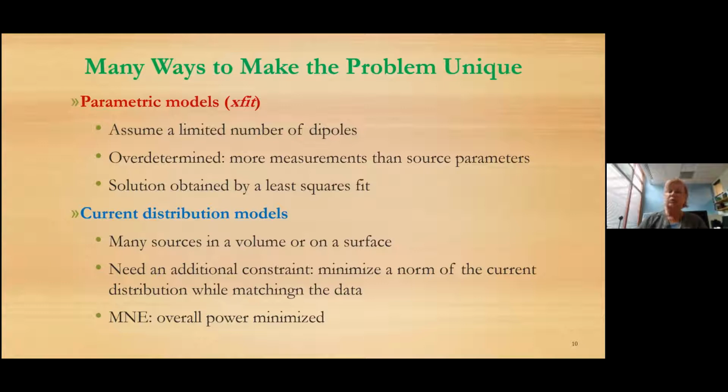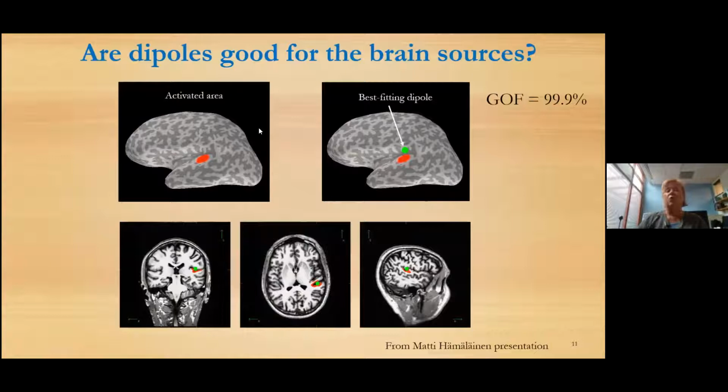For example, the question always becomes, because we're dealing with spontaneous data, not mostly evoked data, with epilepsy patients: if you have an activated area like this, is a dipole good for that source? Well, it was proven, yes, it is good. And if you have a higher goodness of fit, 99.9% or 90%, the dipole will almost overlay and detect this source. In the MRI view, you can see how it's seen. The detected source is in red and green is a dipole, which overlays with this single source.